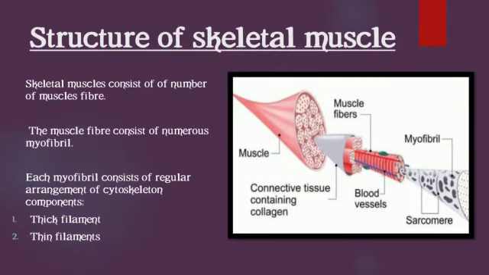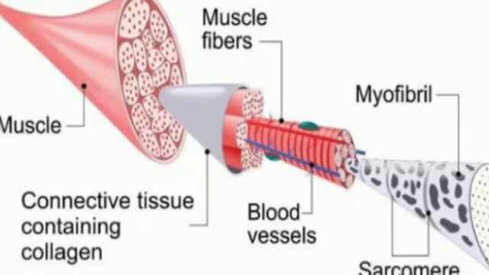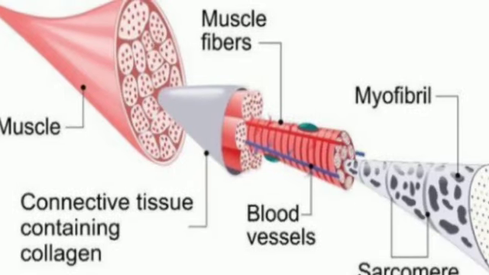First of all, we will discuss the structure of skeletal muscles. In the diagram, you will see that muscles consist of a number of muscle fibers. The muscle fibers consist of numerous myofibrils. Each myofibril consists of a regular arrangement of cytoskeletal components, that is thick filament and thin filament.